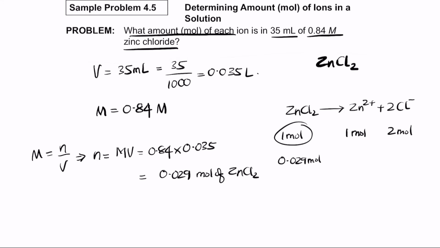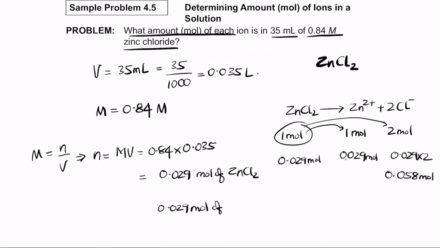So this value now is 0.029 mole. This is a 1:1 ratio, which means that zinc ion is 0.029 mole, and Cl- ion is a 1:2 ratio, which means that this is 0.029 times 2. So that becomes 0.058 mole. So you have 0.029 mole of Zn2+ ions and 0.058 mole of Cl- ions. So this is how you can differentiate and find your answer.